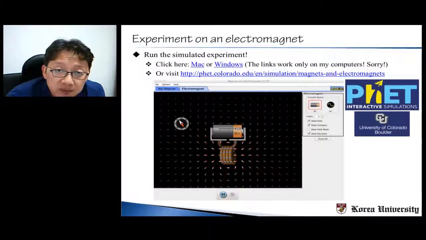But before going there, please make sure you understand that if you call the coil an electromagnet, then we will be talking about its magnetic field outside the coil. But if you call a coil a solenoid, then we will be talking about the magnetic field inside the coil. Okay.